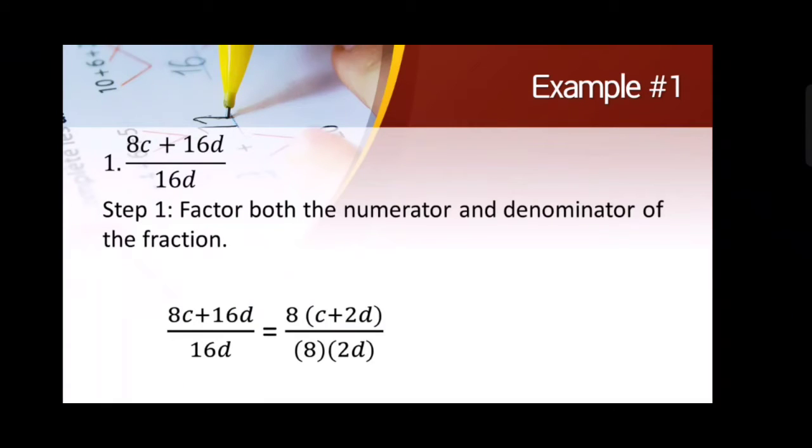8c plus 16d over 16d. So step 1 when simplifying a rational expression is to factor both the numerator and denominator of the fraction. The numerator can be factored into 8 and c plus 2d, while the denominator can be factored into 8 times 2d. So let's proceed to step 2.